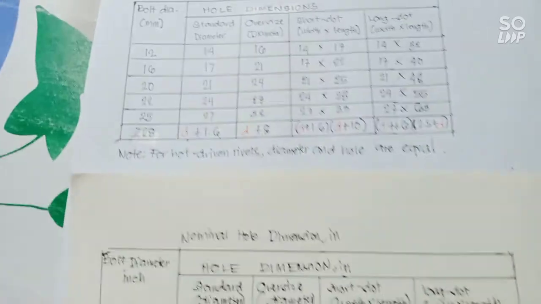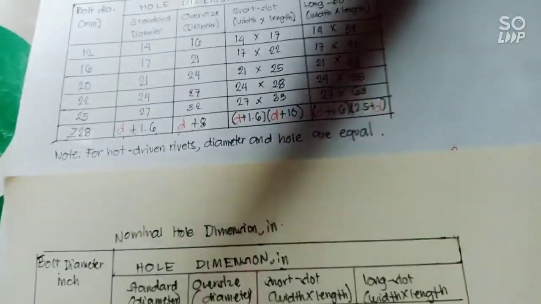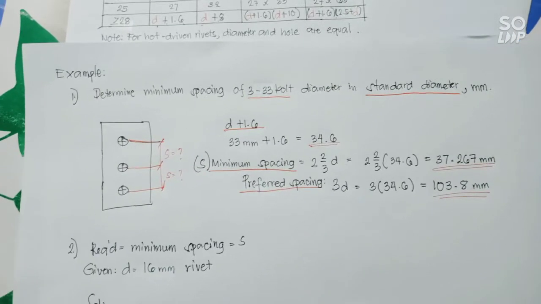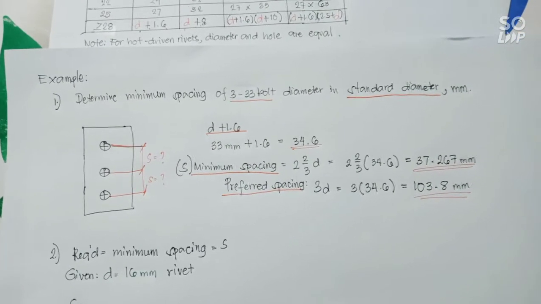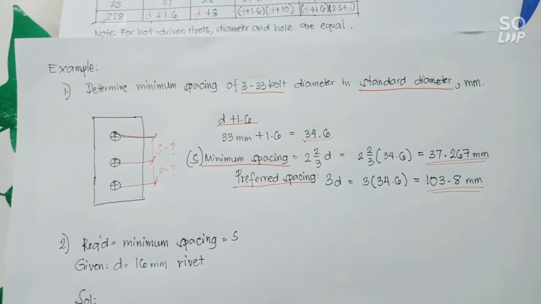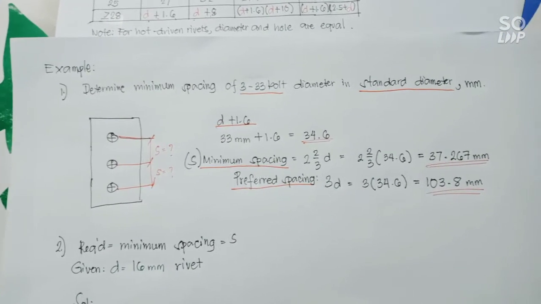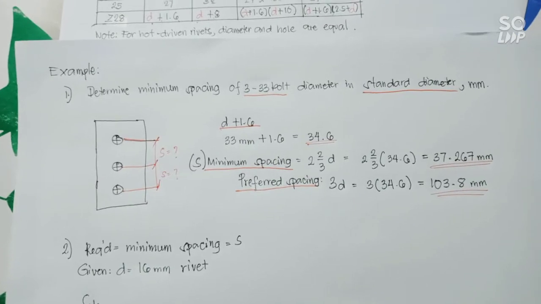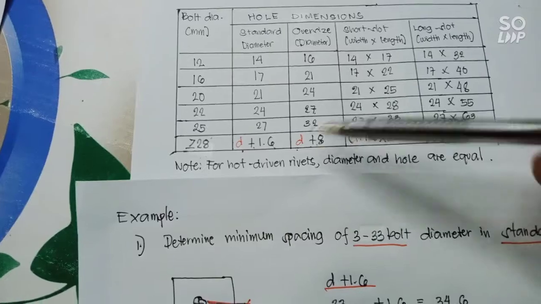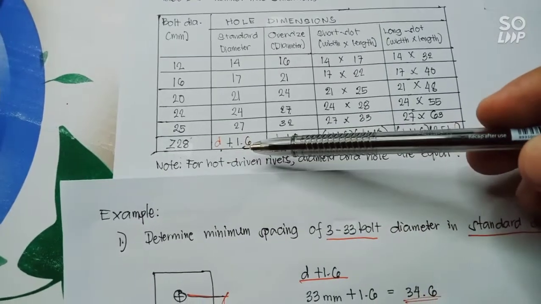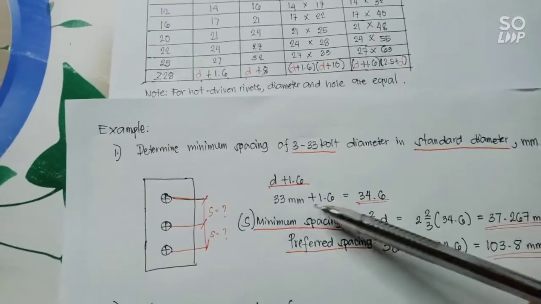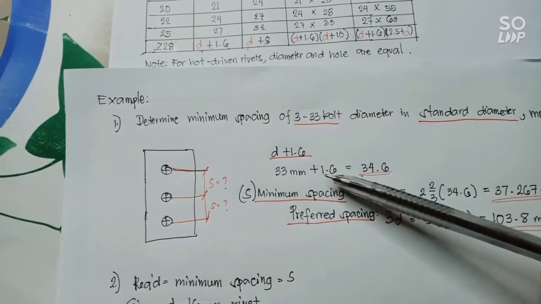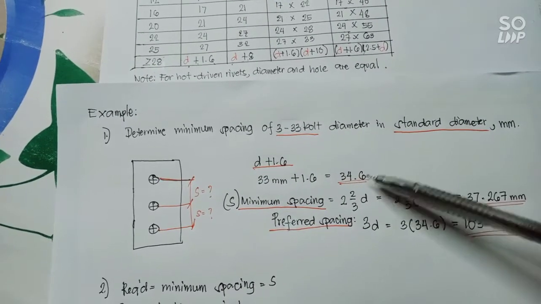For example, we are to determine the minimum spacing of a 33 bolt diameter in standard hole in millimeters. 33 is above 28, and in standard there's a condition that above 28 we add 1.6. So 33 millimeters plus 1.6 equals 34.6 millimeters.